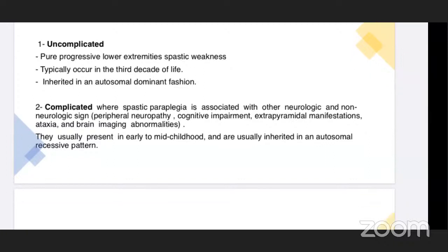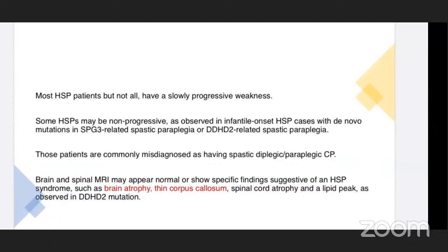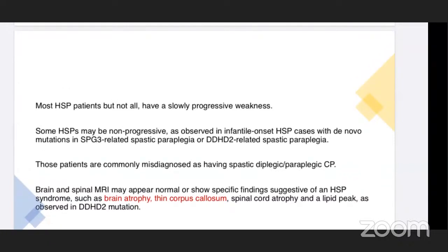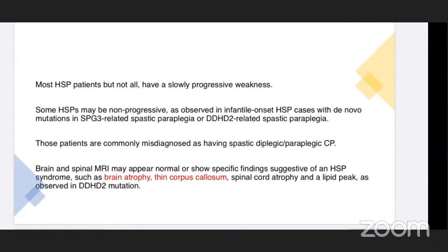So most HSP patients, not all, have a slowly progressive weakness. Some of them may be non-progressive, as observed in the infantile onset HSP cases with de novo mutation in SPG3 related spastic paraplegia or DDHD2 related spastic paraplegia. Those patients are commonly misdiagnosed as having spastic diplegic or paraplegic cerebral palsy. Brain and spinal MRI may appear normal or show specific findings suggestive of an HSP syndrome, such as brain atrophy, thin corpus callosum, spinal cord atrophy, and lipid peak, as observed in the DDHD2 mutation.